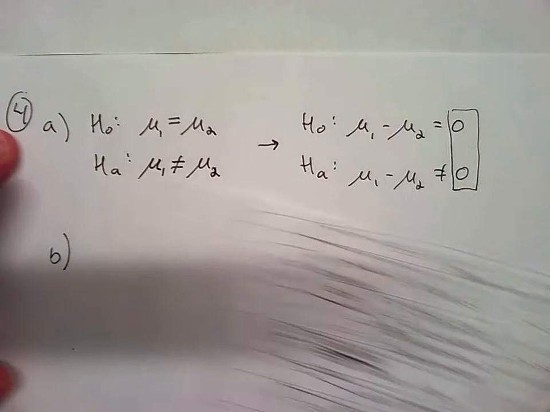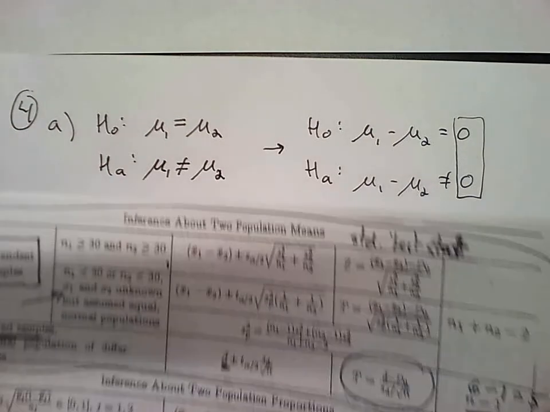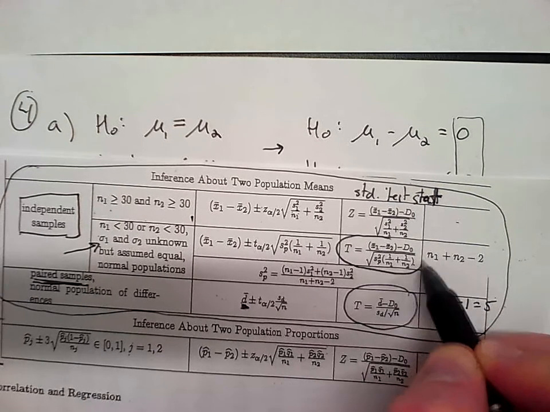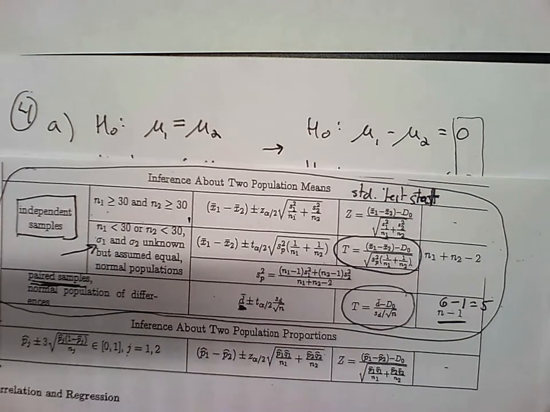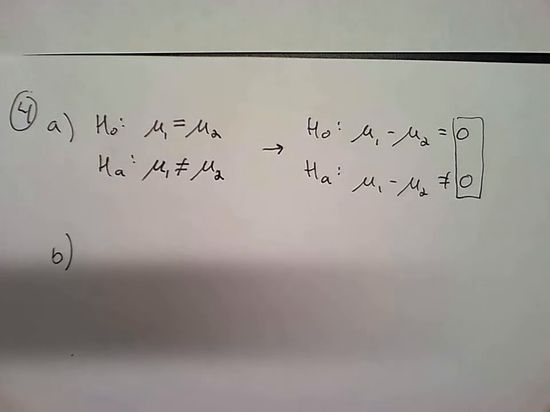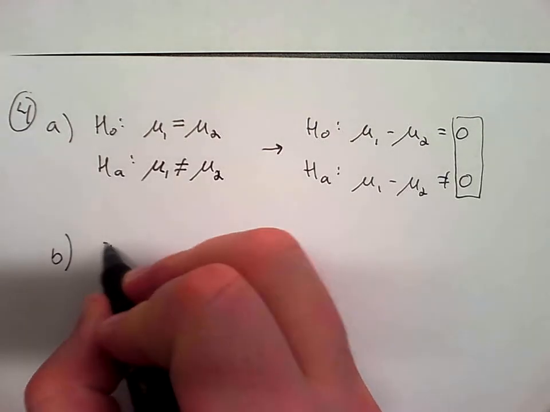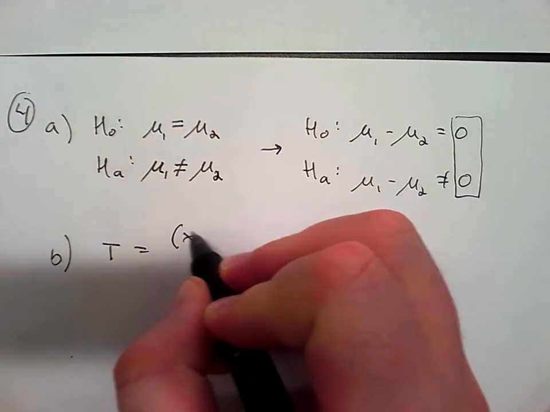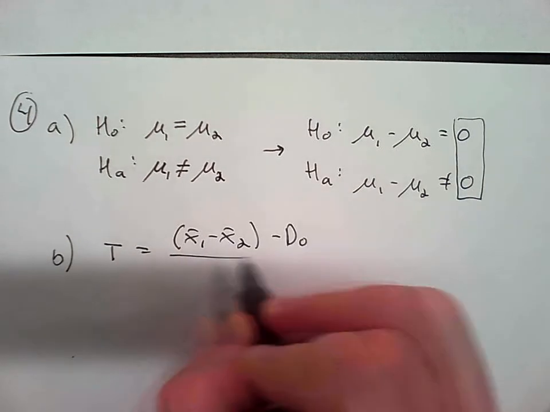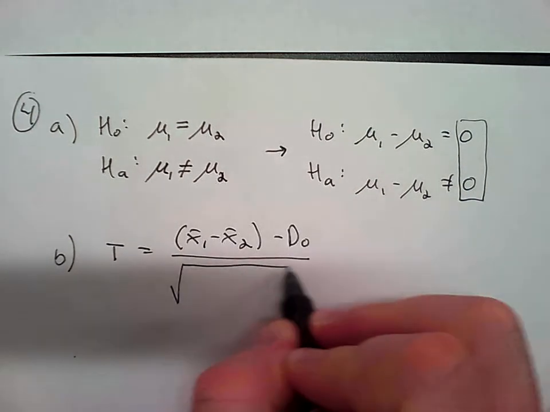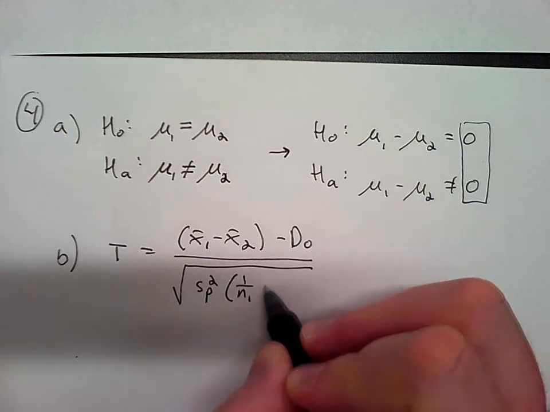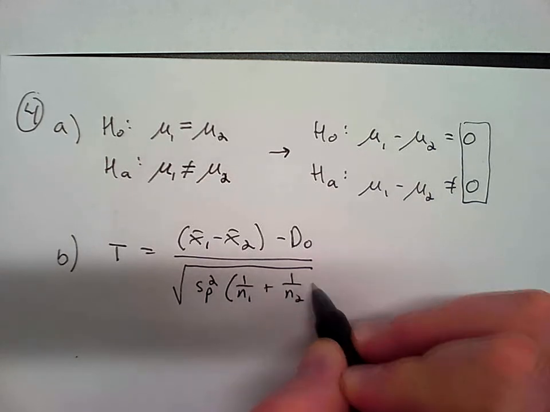And I said that last class, I just want to reiterate it today again. So therefore, if we're going to find our standardized test statistic, we're going to use this formula right here. All right, is everybody good with that? So let's use that formula. I'm going to copy it down here first. We have t is equal to x bar 1 minus x bar 2 minus d naught divided by the square root of sp squared times 1 over little n1 plus 1 over little n2.